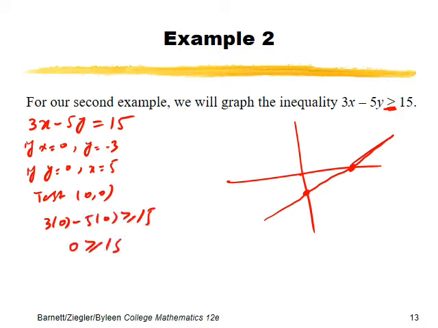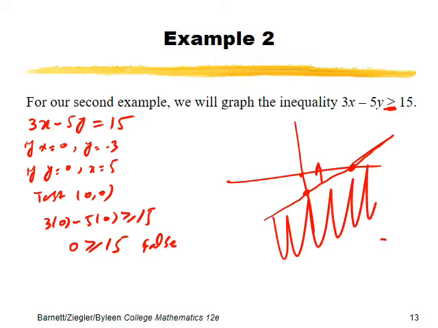So 0 is greater than or equal to 15. So it is a false statement. So the region which does not contain the origin would be our solution region. Here it is 0, 0, the upper half plane contains 0, 0. So this is not the solution region for this particular inequality. So this is the solution region for this particular inequality. The reason it does not contain 0, 0 is because this statement is false.